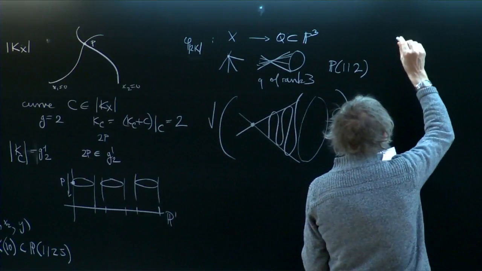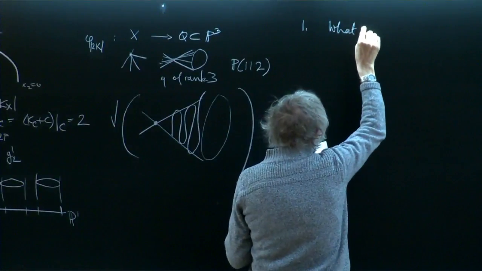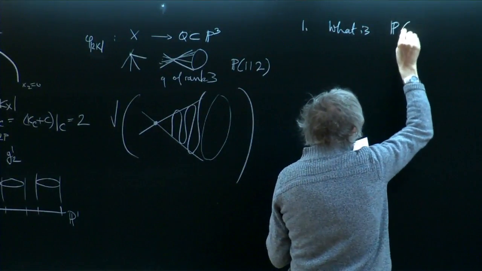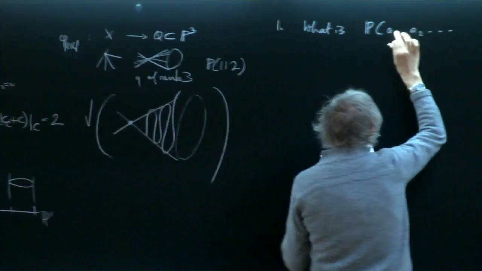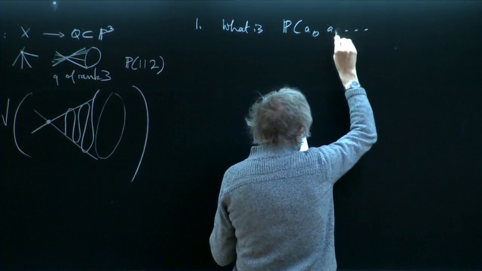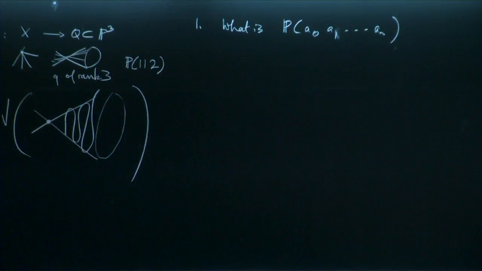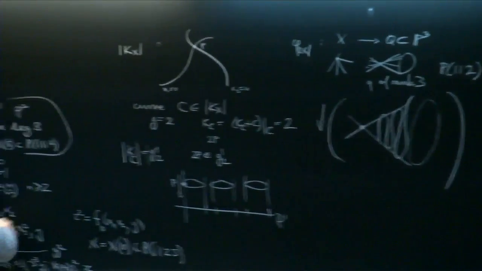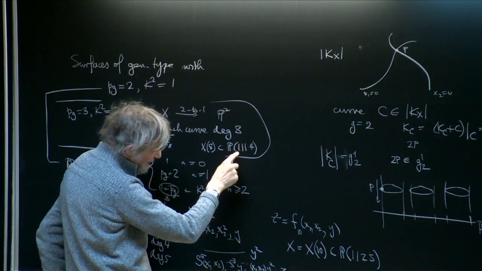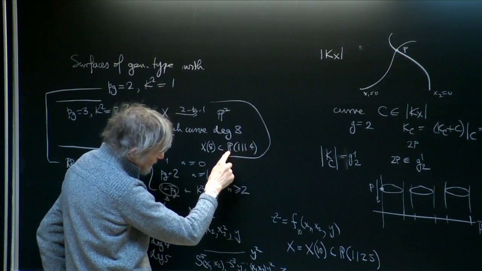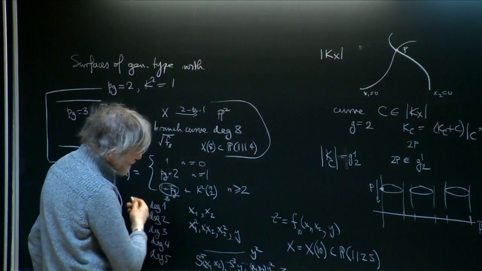So I want to ask these questions. So what is P(a0, a1, a2, a3), let me say a0, ..., an? I'm writing down these weighted projective spaces. So this one, you can think of it as just, I take the fourth Veronese embedding of P2, and then I take the cone over that.